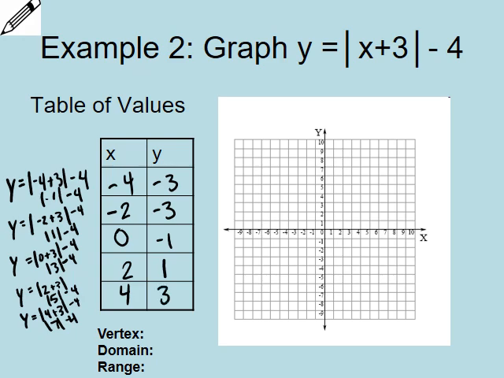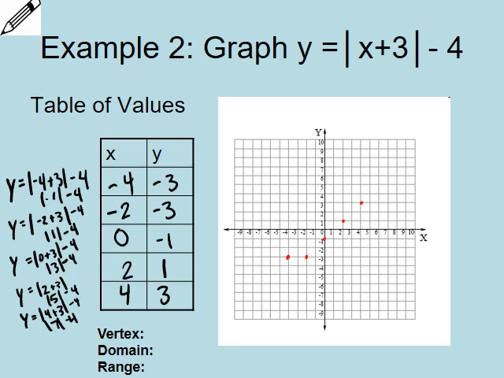I'm not noticing that symmetry, so let's plot the points I have and see maybe what points I need to add. So we're at 4, 3. We're at 2, 1. We're at 0, -1. We're at -2, -3. We're at -4, -3. It looks like I've changed direction. So if I was to make a guess, I can kind of see where my v shape is.